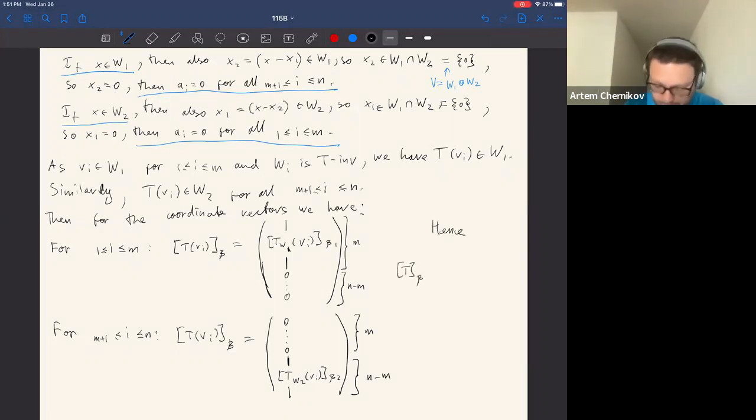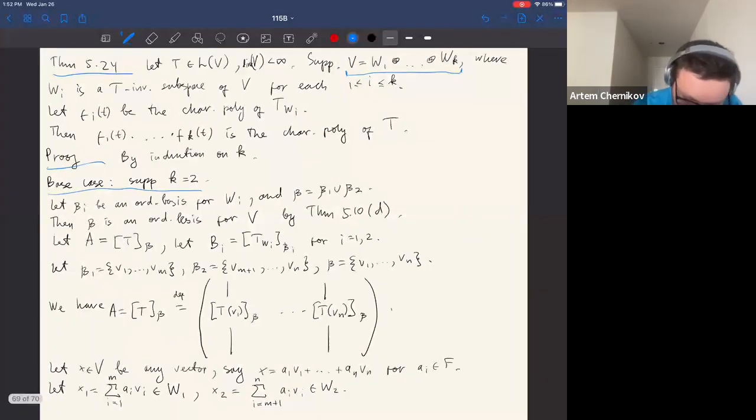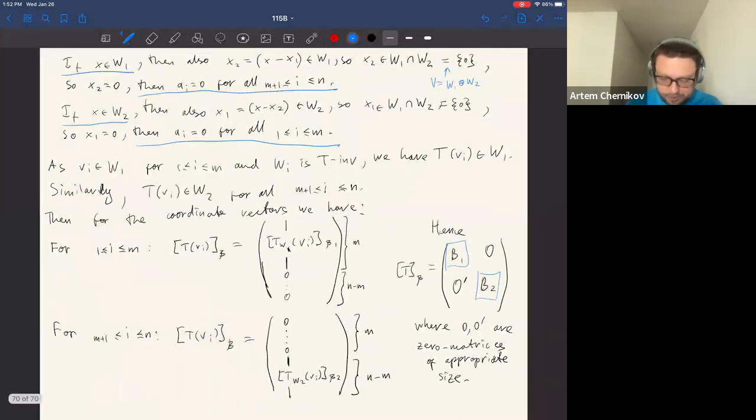Okay, so the conclusion is that the matrix representing T is a block matrix. So we get B1, 0, 0, B2, where the 0 and 0 prime are zero matrices of appropriate sizes. And remember, B1 and B2 are the matrices representing T restricted to Wi with respect to beta i. We get it because this is how we determined how the column vectors look. And so we get exactly this shape with two blocks.